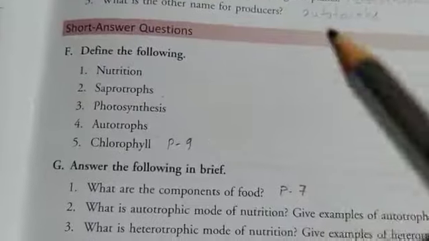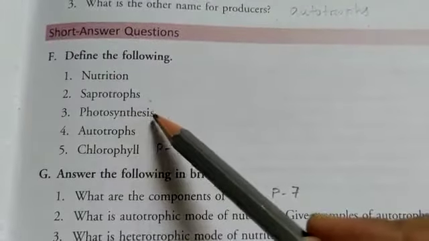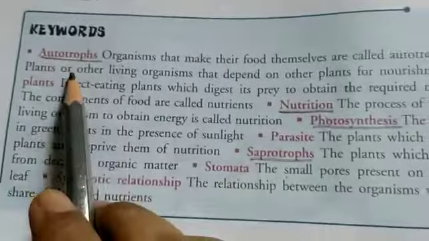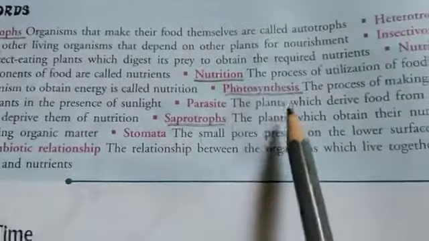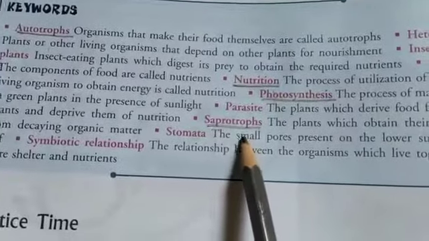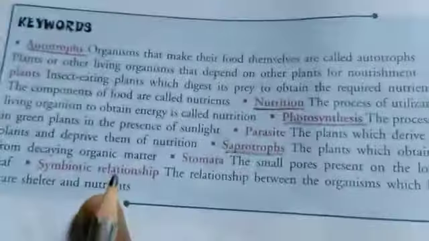Next, F number, define the following: nutrition, saprotrophs, photosynthesis, autotrophs. You can see it in your keywords. I had underlined autotrophs, nutrition, photosynthesis, saprotrophs. Everything is there in the keywords. This is your F number.